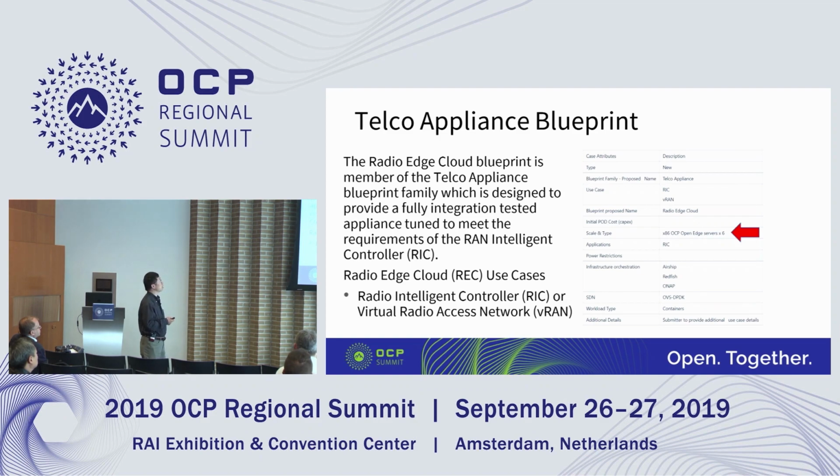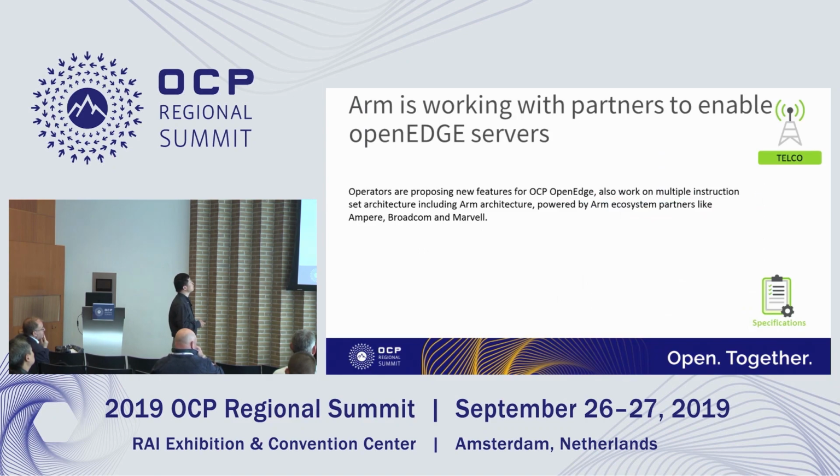And we look at the telco appliance blueprint, and the radio edge cloud blueprints. The radio edge cloud blueprint is a member of the telco appliance blueprint family, which is designed to provide a fully integration tested appliance tuned to meet the requirements of what's called a RAN intelligent controller, the radio access network, right? And then this usage case for the radio edge cloud basically specifies these kind of requirements, and we noticed that it is using this x86 OCP OpenEDGE server specification, and so that kind of got us motivated, and we want to work with our partners to enable the OpenEDGE servers.